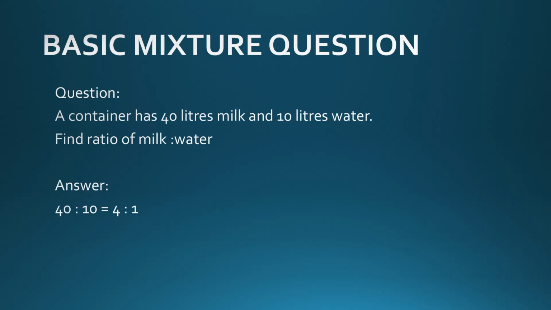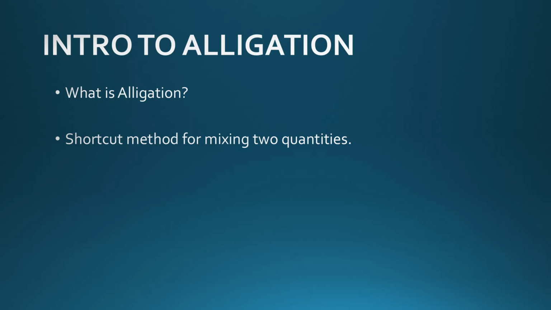Now let's look at a simple question. This is the simplest form of mixture question. A container has 40 liters milk and 10 liters water. Find ratio of milk to water. Very simple. Milk is 40, water is 10, so ratio is 40 is to 10, that is 4 is to 1.